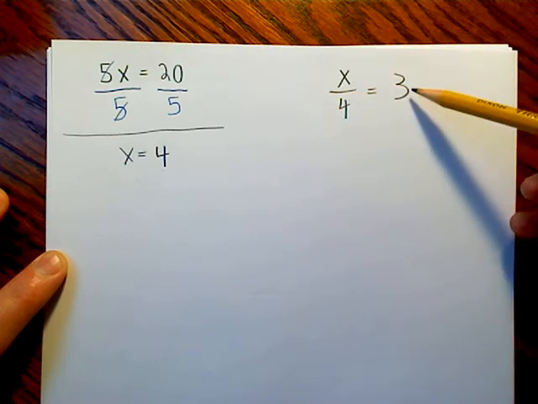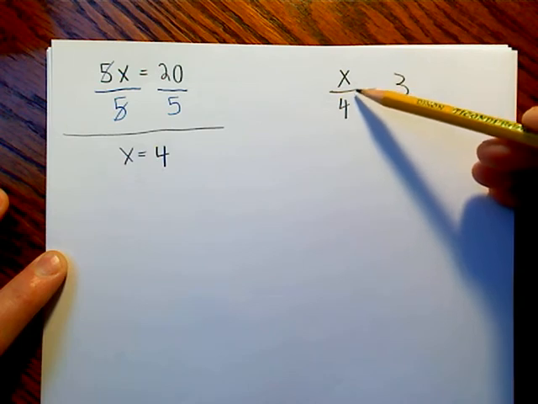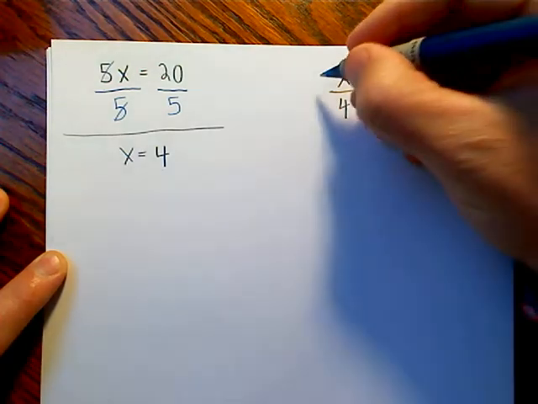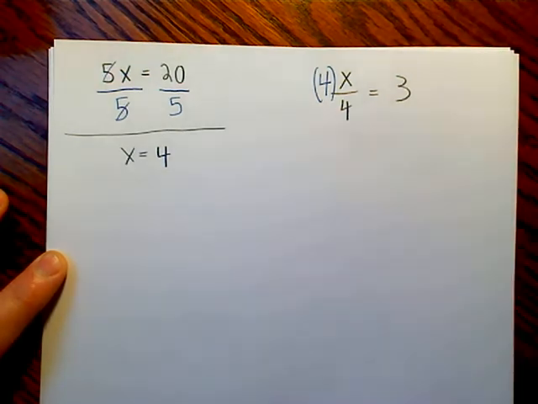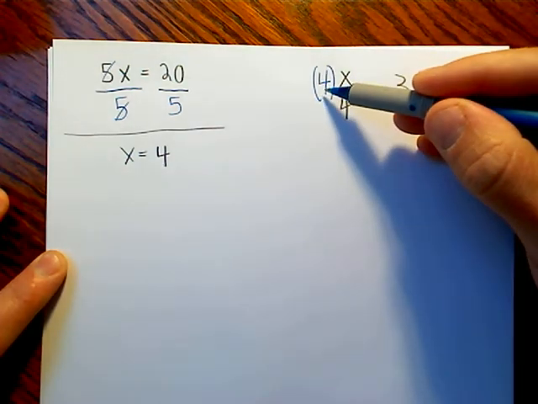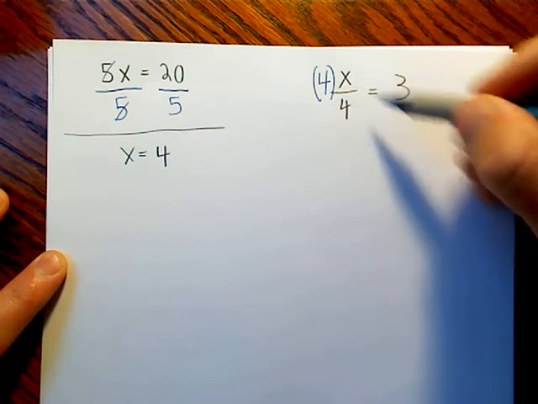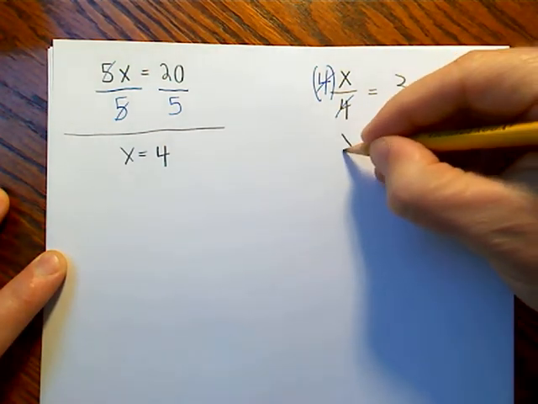x over 4 equals 3. Well, what operation does this fraction line represent? It represents division. So my x is being divided by 4. So I need to do the opposite operation, which is multiplication. And this is the way that I want you to show it. I'm going to multiply everything by 4. I'm going to put in parentheses to show that I want to multiply by 4. If I'm dividing something by 4 and then multiplying it by 4, it's going to leave me with that one variable isolated, which is what we want. So my 4s are going to cancel each other out. I'm going to be left with x all by itself.